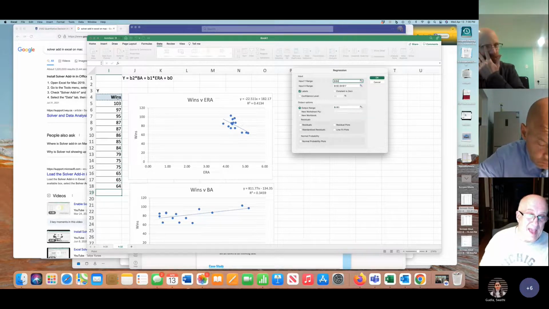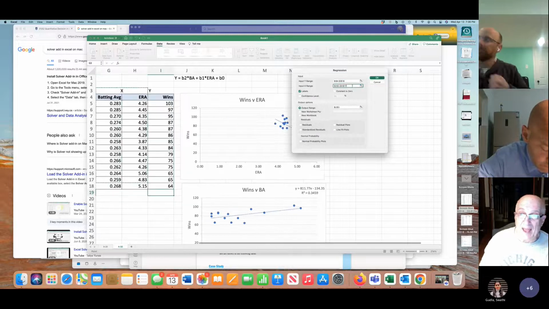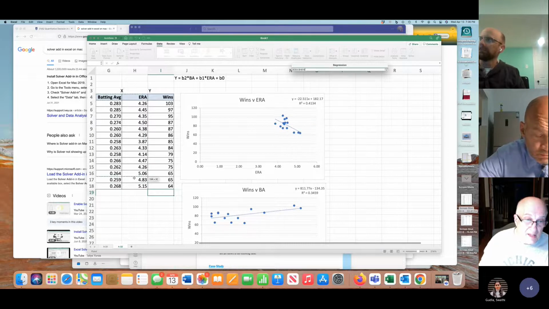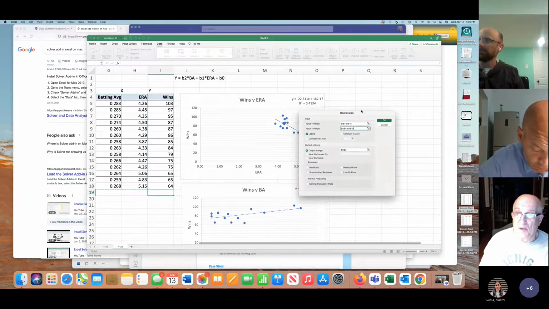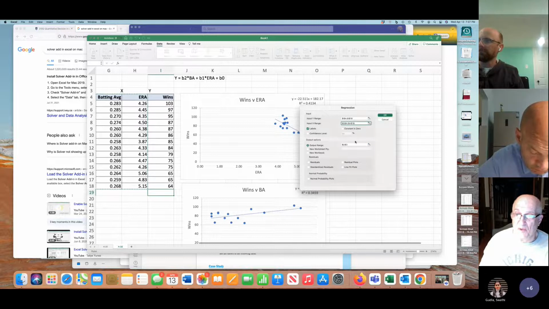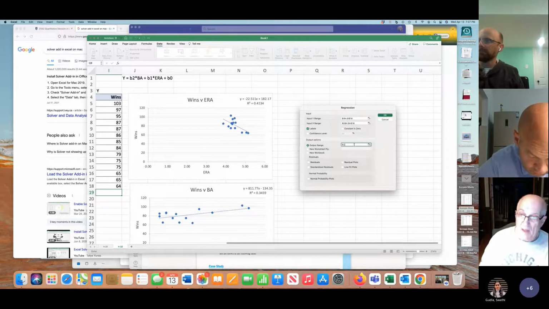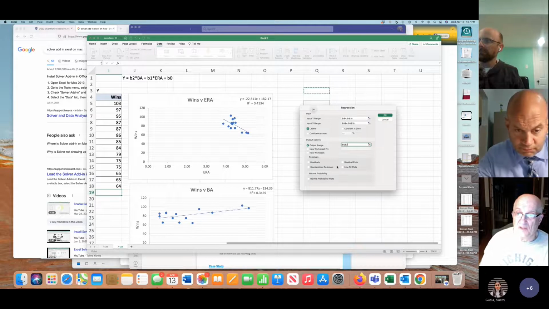And my y data is the number of wins. But now my x changes. Instead of just highlighting one column, I'm going to highlight both columns. It'll figure it out. Labels in the front row. Where's my output? We don't need U3 because that's too far away. We don't have the descriptive statistics, so let's use Q3. And I don't need anything else here, so just say OK.